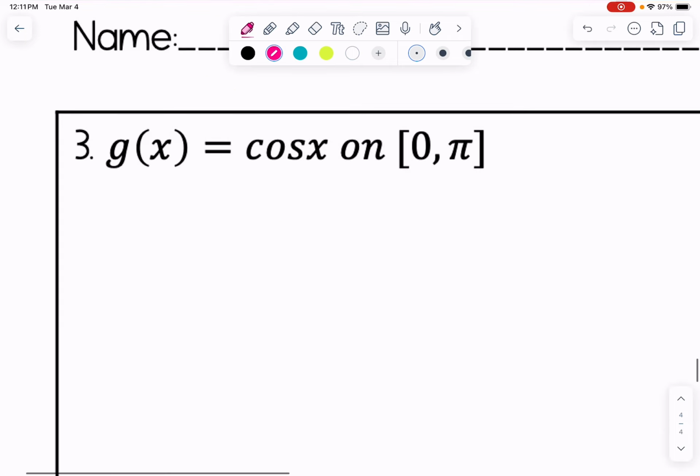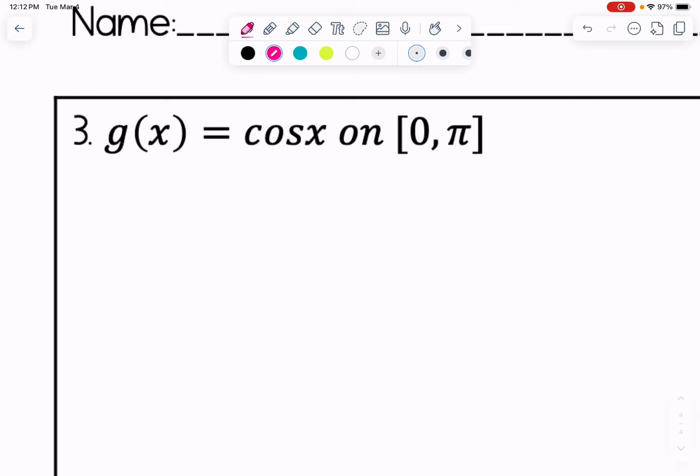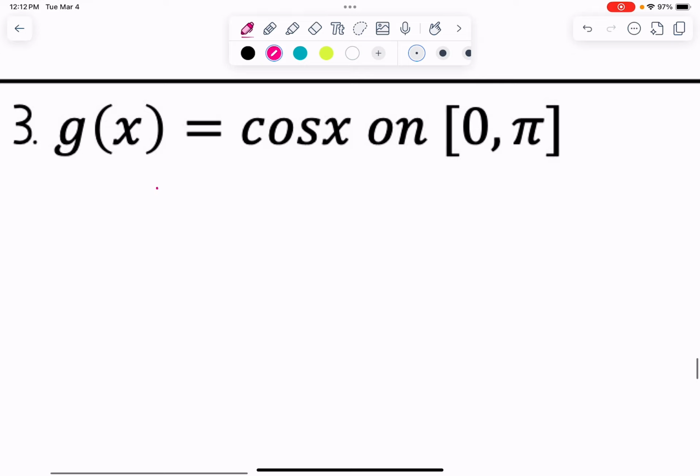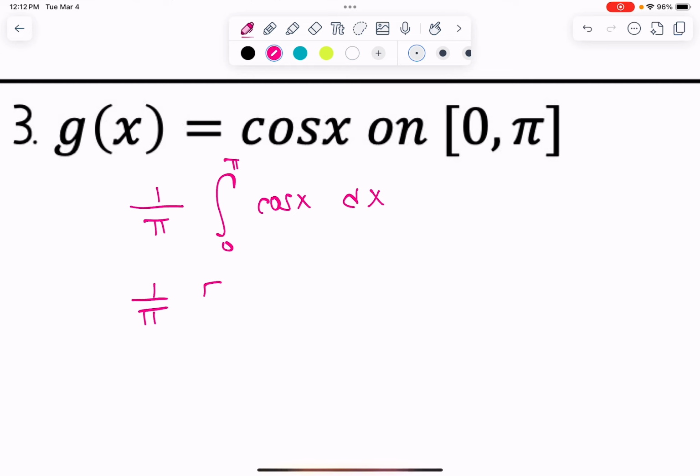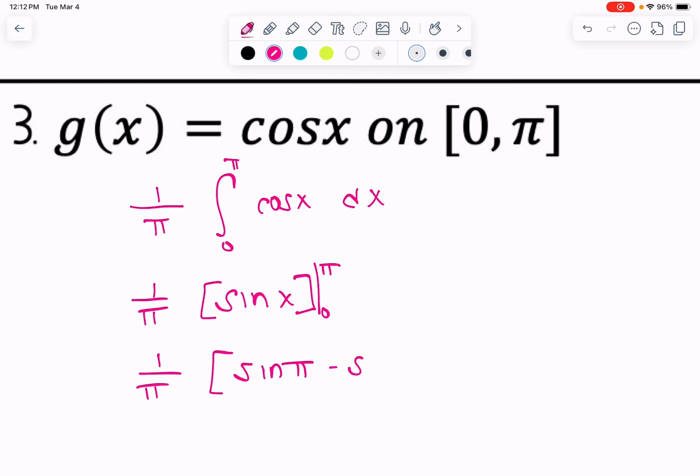All right, let's try another one. Now we're looking for the average value of cosine x on the interval 0 to pi. So we're going to do 1 over b minus a, so 1 over pi, times the integral from 0 to pi of cosine x dx. The antiderivative of cosine is sine, and we'll be evaluating that from 0 to pi. When we do that, we're going to get 1 over pi times sine of pi minus sine of 0.